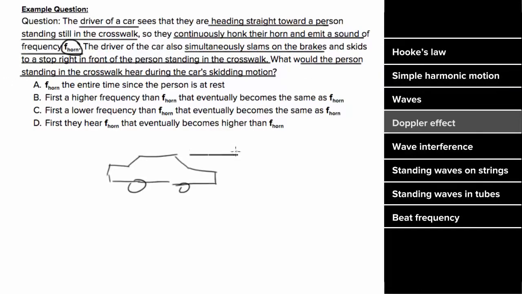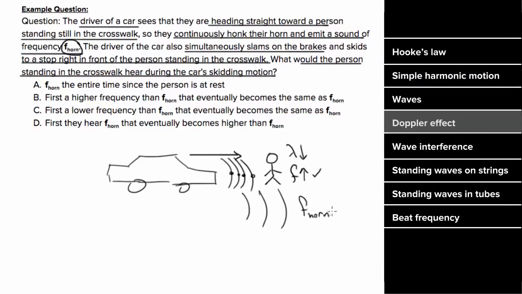What would that person in the crosswalk hear as the car is skidding to a stop? Well, since that car is heading toward the person, those wave crests are going to be spaced closer together, so this person will hear a smaller wavelength and a higher frequency. But as the car slows down, this effect becomes less and less dramatic. And once the car stops, the wave crests will be spaced out their normal spacing, and the person will just hear the regular horn frequency of the car. So first this person's going to hear a higher frequency, but that will eventually just become the actual frequency of the horn once the car stops and there's no more relative motion between the person and the car.